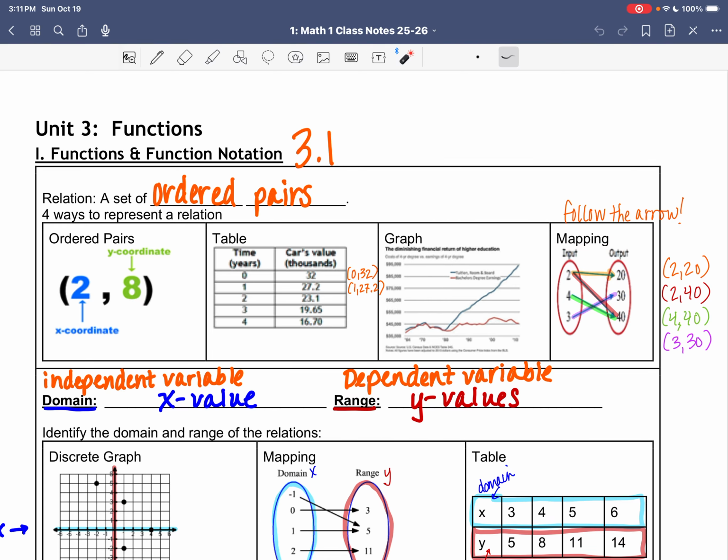So with mapping, what you do is you have an input, which is typically on the left side. This is your x values, and then you have your output, which is on the right side, and this is your y values. So you make ordered pairs out of them by following the arrows. So if you look at 2, you follow this arrow, it goes to 20. So we made an ordered pair like this. And then this 2, you follow the arrow down to 40, and it makes this ordered pair. 4 goes to 40, and then 3 goes to 30. So that's how you can make ordered pairs out of this.